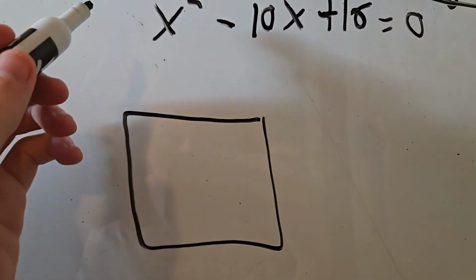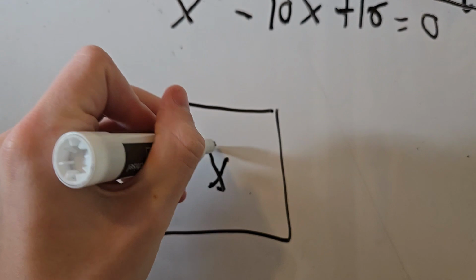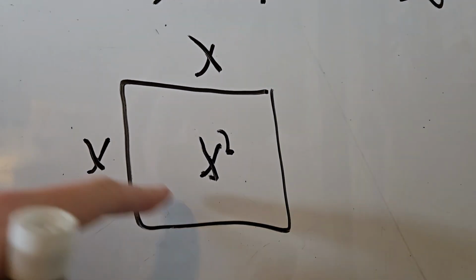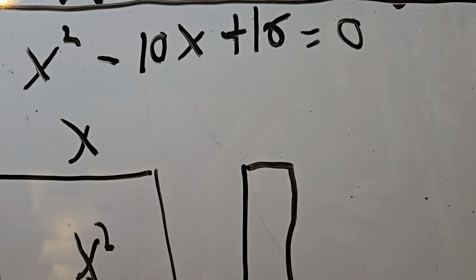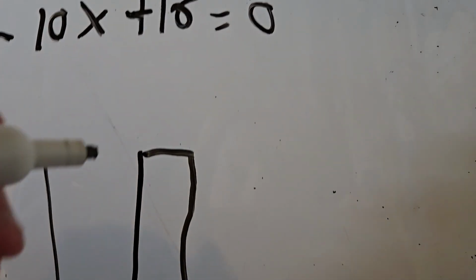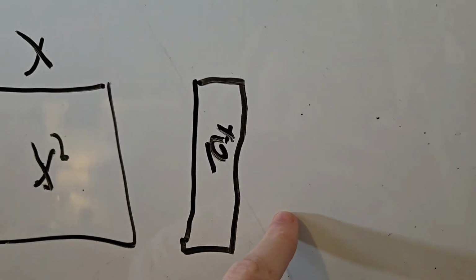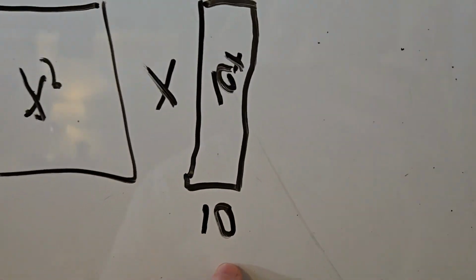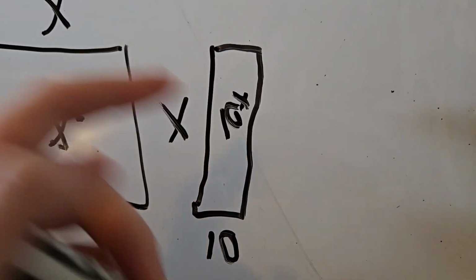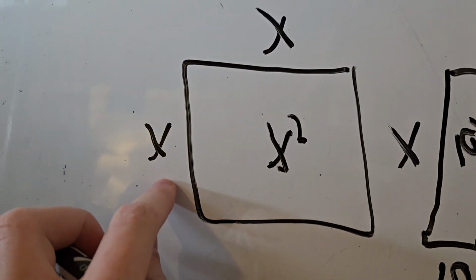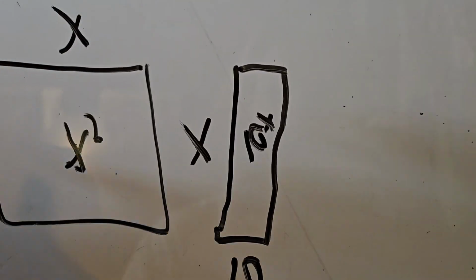And so this first square is going to have an area x squared. Side length x. X times x is x squared. Next, we're going to have a rectangle with area 10x. So we can say this length is x, this length is 10. X times 10, 10x. Note that this length is the same as the length for x, because x is equal to x.